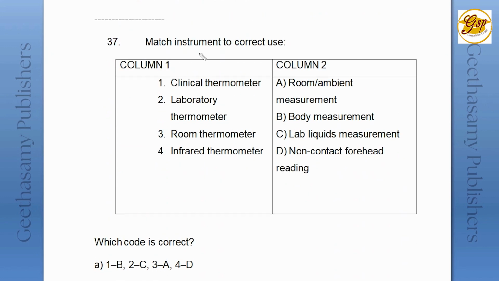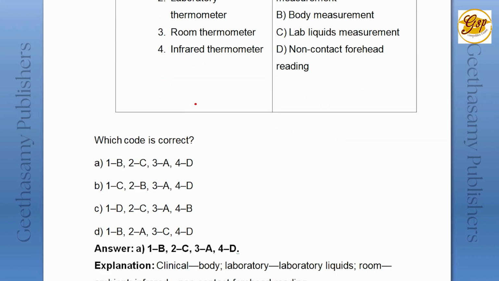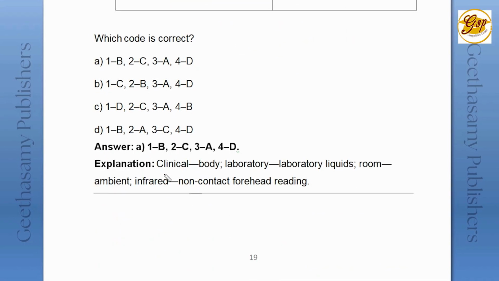So match the measurement. Clinical thermometer, room ambient; laboratory thermometer, body measurement; room thermometer, lab liquid measurement; infrared thermometer, non-contact forward. So the answer is A only. It's all matched correctly. You can see the explanation. Clinical body, laboratory liquids, and room ambient, infrared, and non-contact forward.